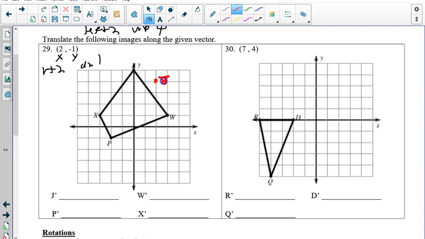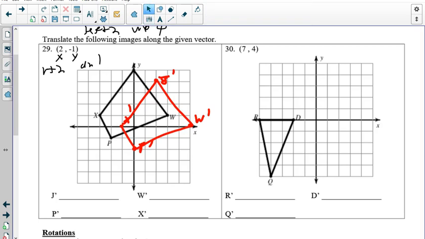That's J right there. Right 2, down 1. There's W prime. Right 2, down 1. There's P prime. Right 2, down 1. There's X prime. And that whole shape is just moved. It's not going to be very good, but look. 2 spaces right, and 1 space down. So where are the new points? J prime is at 2, 1, 2, 3, 4.